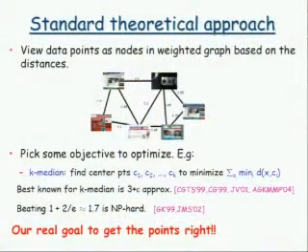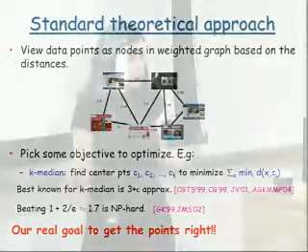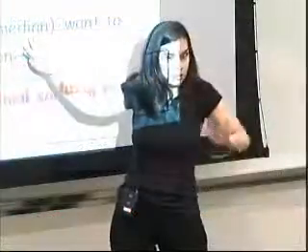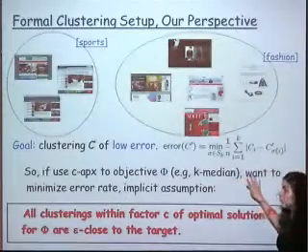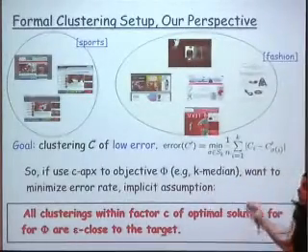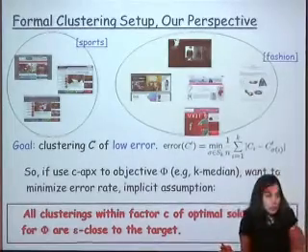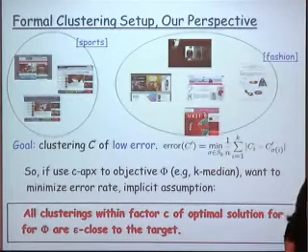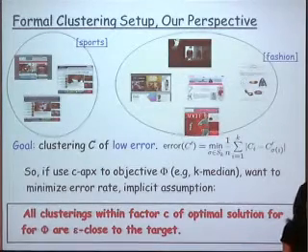I mean, this effort is sometimes justified. However, in the clustering problems that I was talking about, our goal is to get a clustering of low error. Our goal is to get the points right, to get close to the target clustering. And so that means that in those problems, if we end up using a C-approximation algorithm for objective phi, say k-median, in order to minimize the error rate, say to cluster our documents, then we must make an implicit assumption that all the clusterings that are within a factor of C of the optimal solution for our objective phi are, in fact, close to our target clustering.